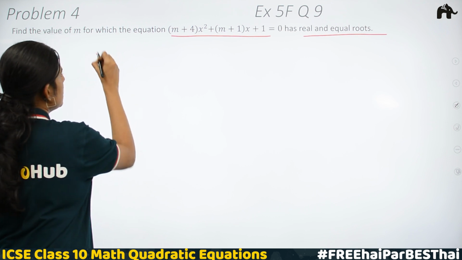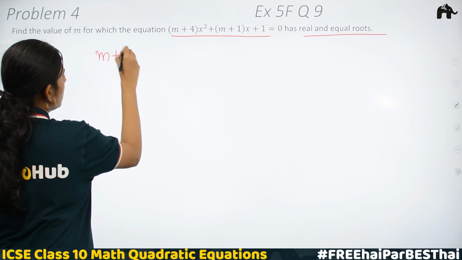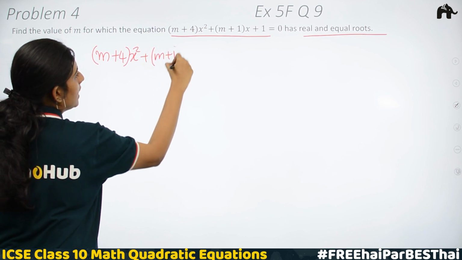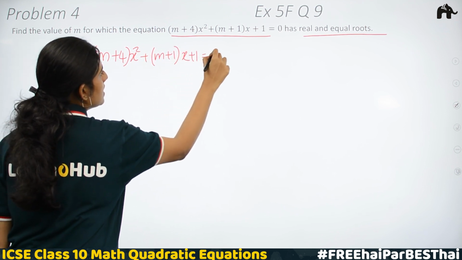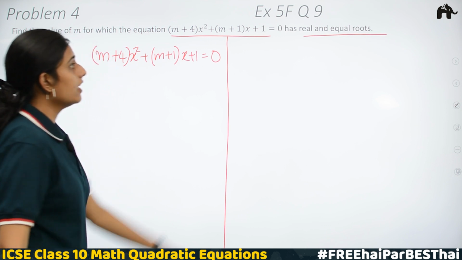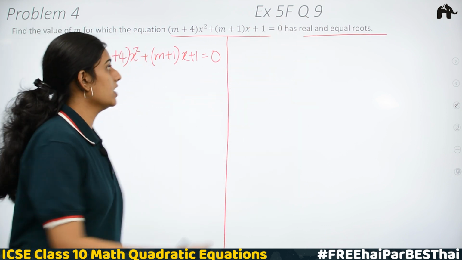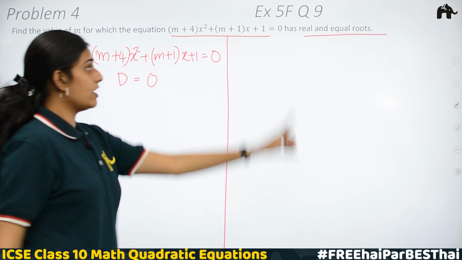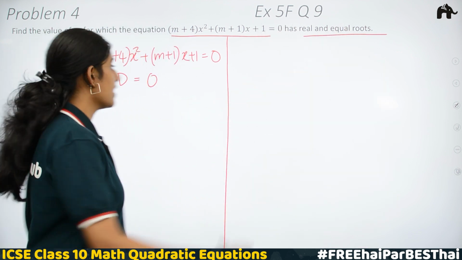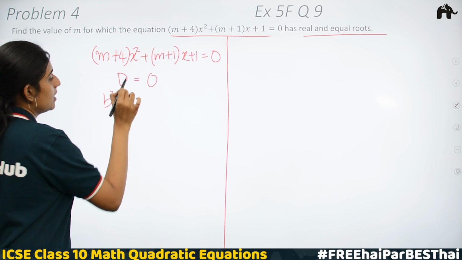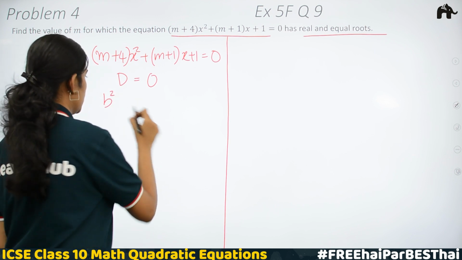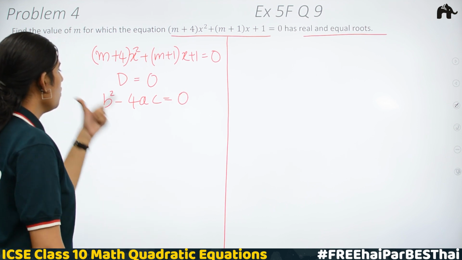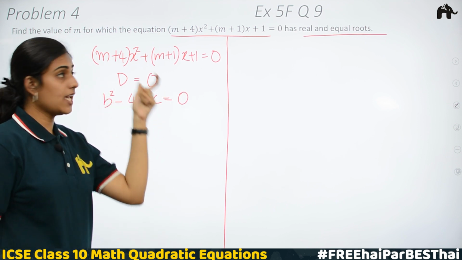The equation is (m + 4)x² + (m + 1)x + 1 = 0. From this given condition, we can say discriminant is equal to 0 in this case. We have real and equal roots. What is discriminant? Discriminant is b² − 4ac. b² − 4ac is equal to 0. Now, what are a, b and c?